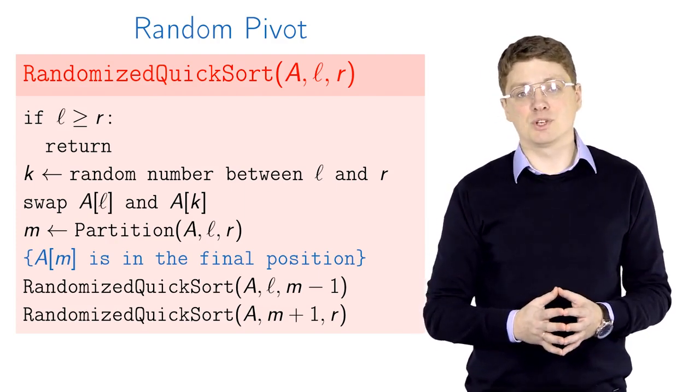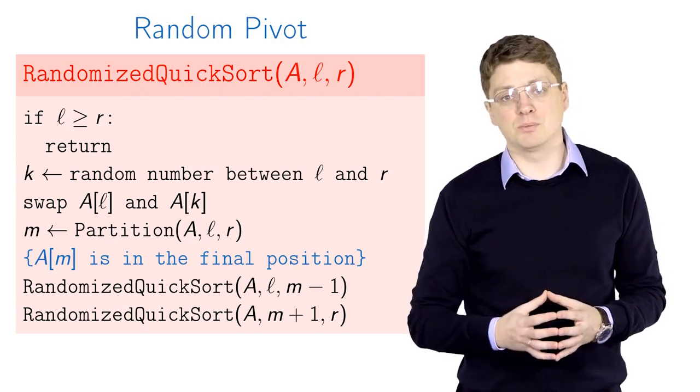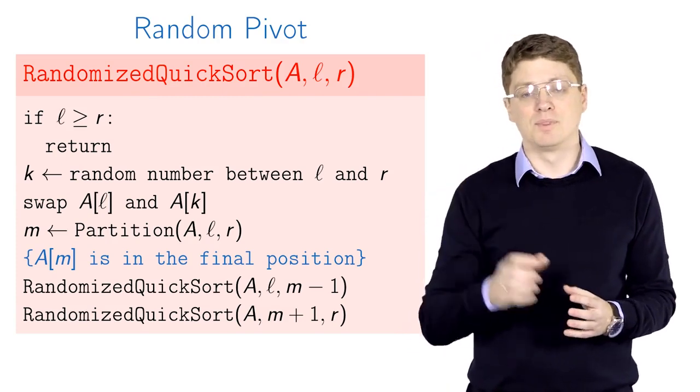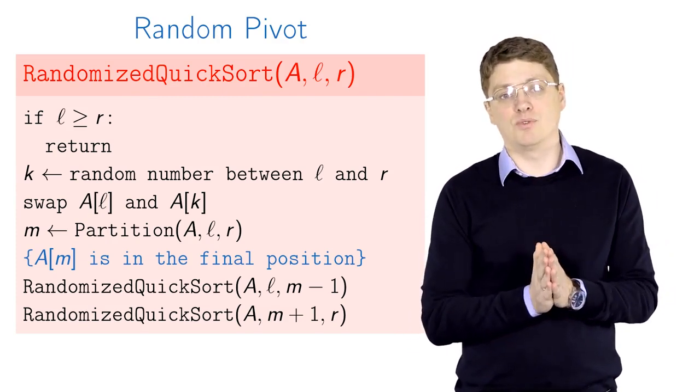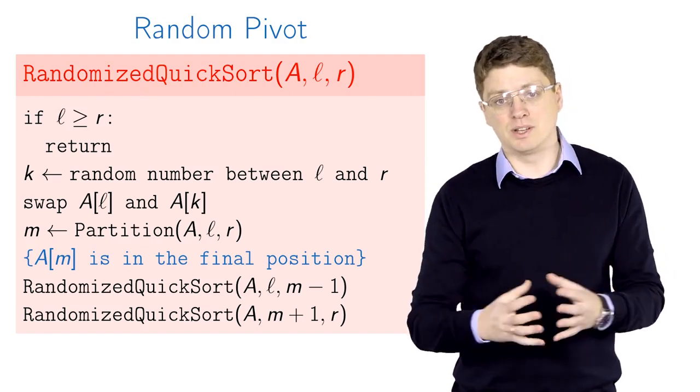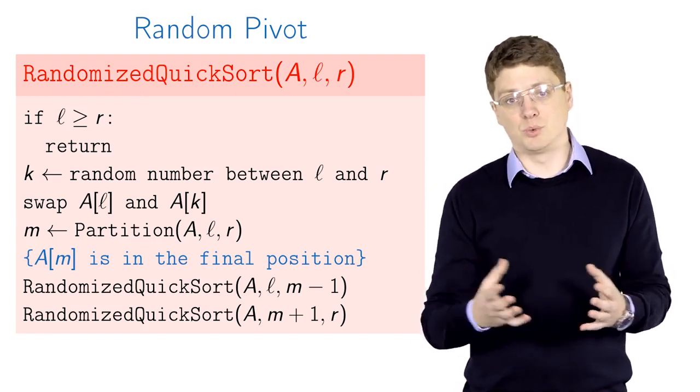To implement this solution, we do the following. Before calling the partition procedure, we just select a random index between L and R, and we swap elements A of L and this random element. Then we call partition, and then we proceed in the usual way.